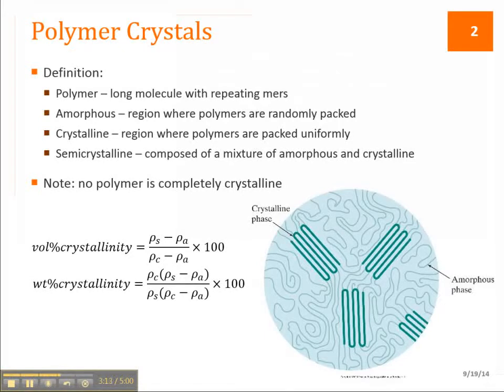So using that, we can find either the volume percentage or the weight percentage. The weight percentage is always going to be bigger than the volume percentage because more of the weight of the entire polymer is in the crystalline areas because that's where they're packed more closely.